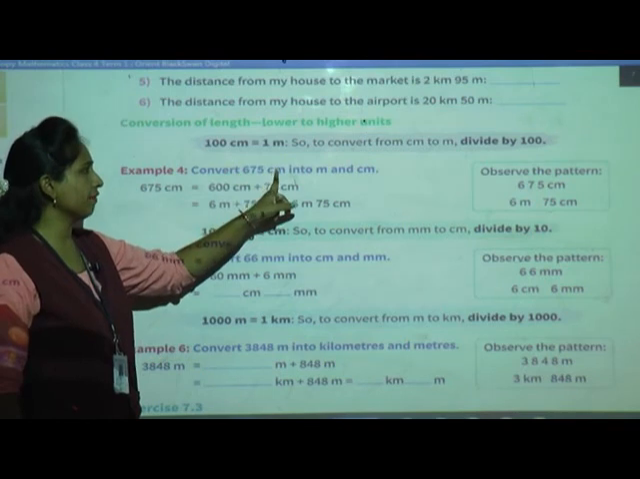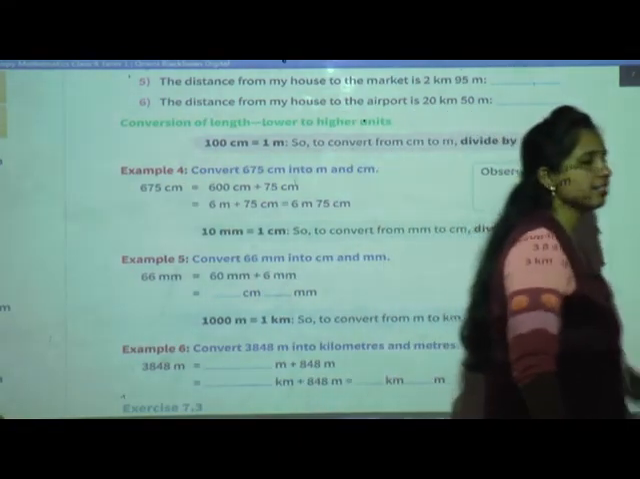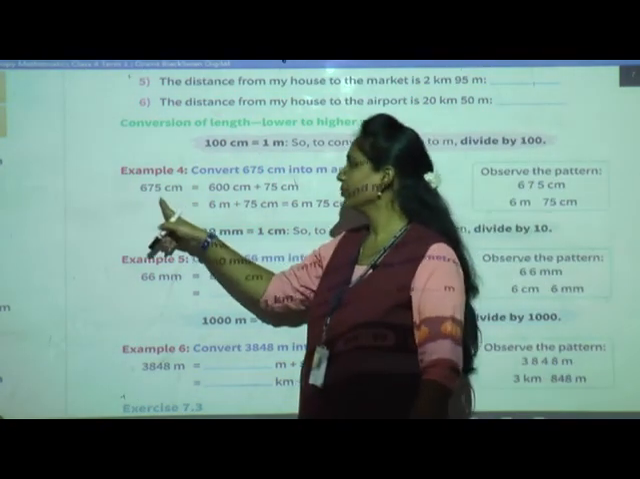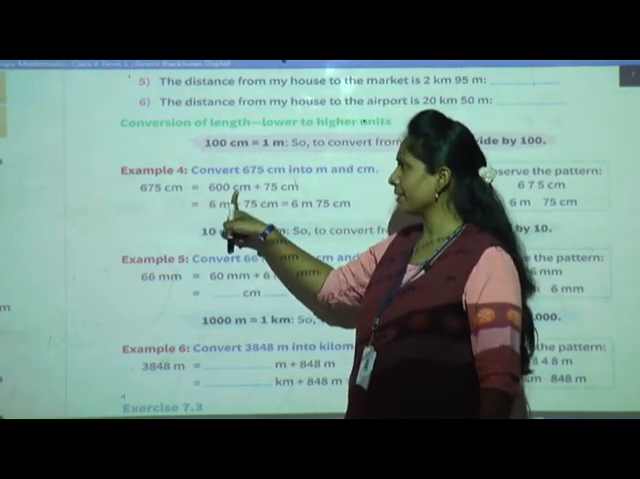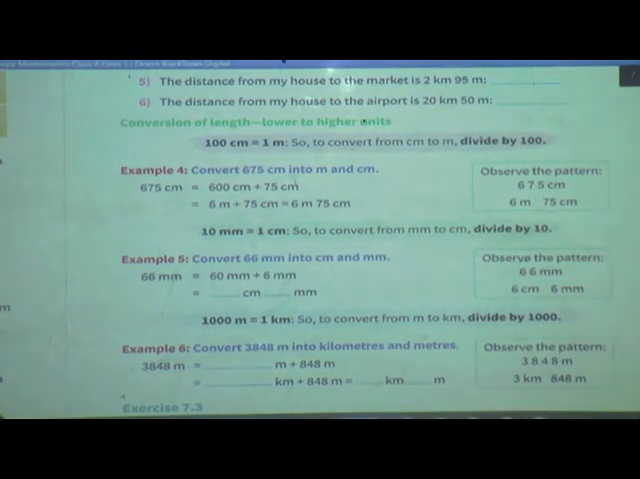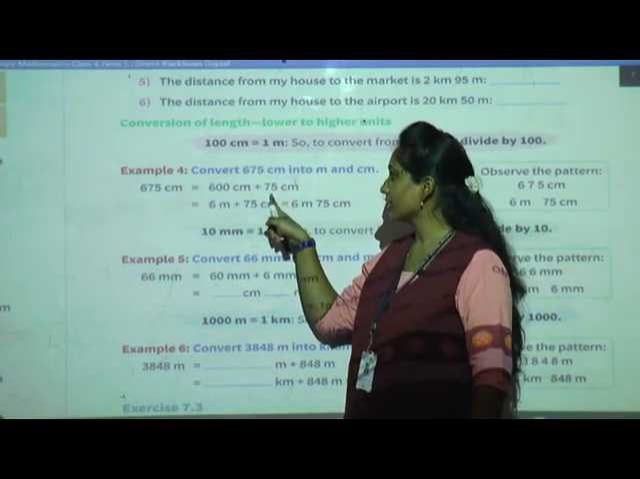Convert 675 centimeter into meter and centimeter. Now observe the pattern. What is the number? 675 centimeter. Now 6 is what? Meter, and 75 is what? Centimeter. So when we want to convert, we have to divide by 100, isn't it? Already we have divided here. So 600 centimeter plus 75 centimeter.